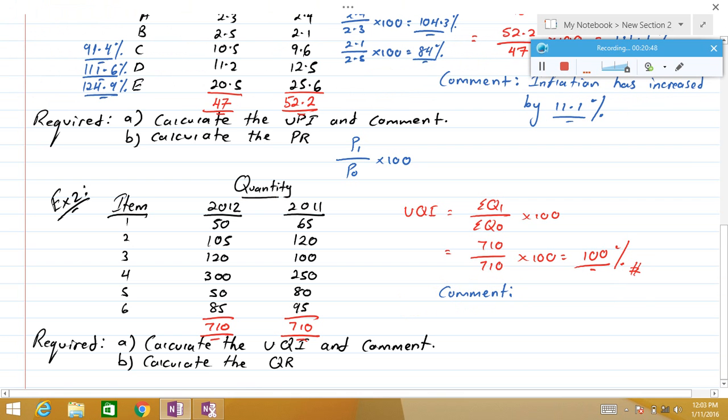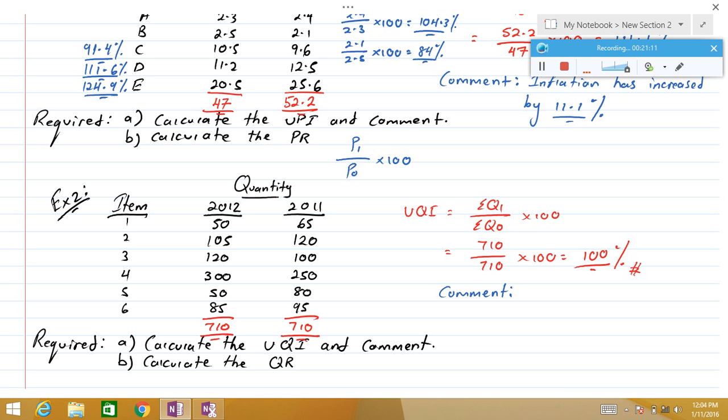Don't say no inflation. We have it, but unchanged. Yeah, still the same. Doesn't change. Okay. Don't say no inflation. That means your comment is wrong. Inflation does not increase or decrease. The inflation is still the same for both years. Do you get what I mean? Okay. It's still the same.